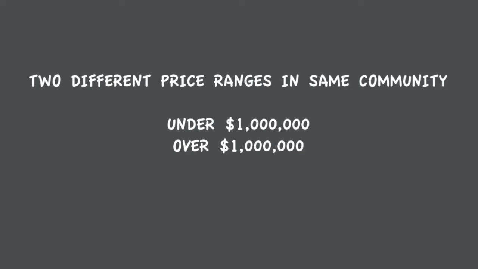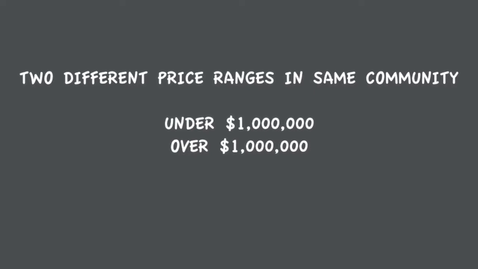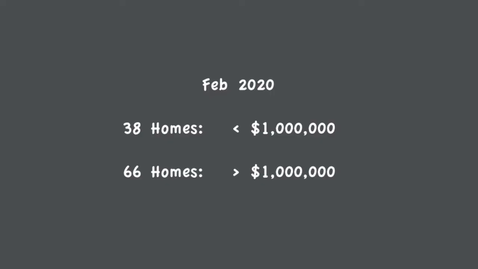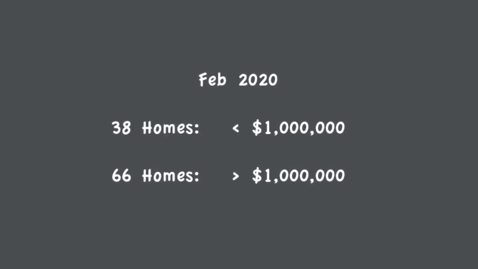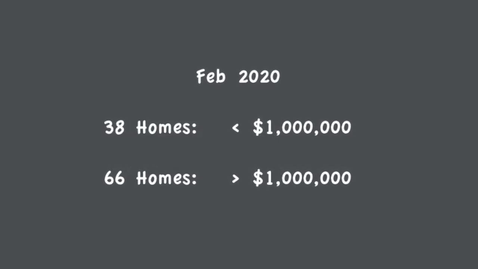Now let's say there are two different price ranges in one community, say under $1 million and over $1 million. Then one should determine the absorption rate with those factors in mind. Let's say, for example, we have a town with 38 homes listed that are under $1 million and 66 homes listed for over $1 million in the month of February 2020.